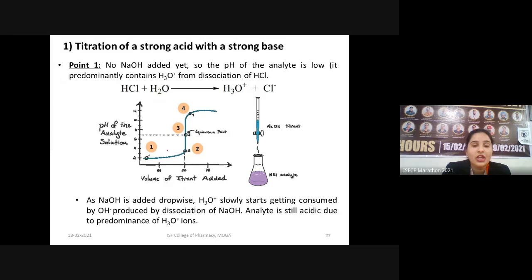Now we will be discussing these graphs with some numerical values. So we have 4 points. The first is when no sodium hydroxide has been added. The second point is just before the equivalence point. The third point is the sharp equivalence point at which we have an equal number of proton ions and hydroxyl ions. And point number 4 is the point at which we have added extra sodium hydroxide and we have only hydroxyl ions present in the solution with salt and water.